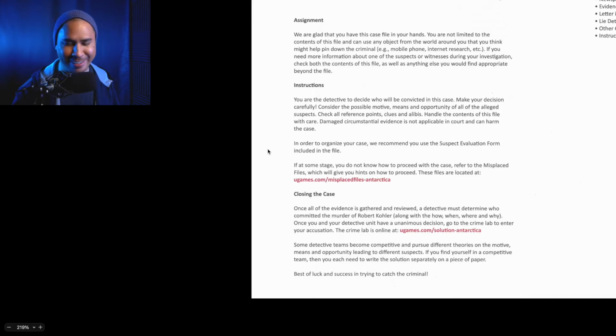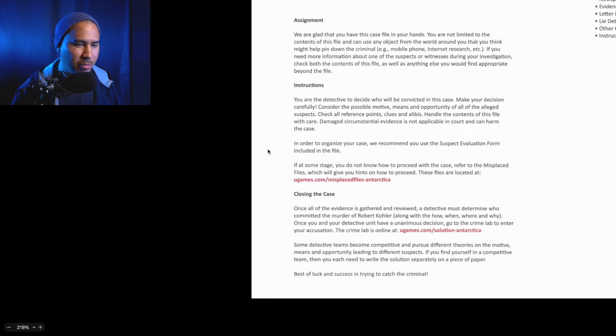All right, be careful. In order to organize your case, we recommend you use the suspect evaluation form included in the file. If at some stage you do not know how to proceed with the case, refer to the misplaced files, which will give you hints on how to proceed. Never too ashamed to use some hints.